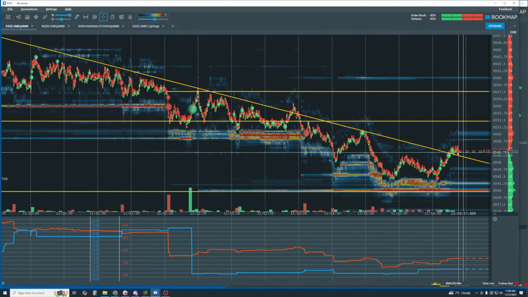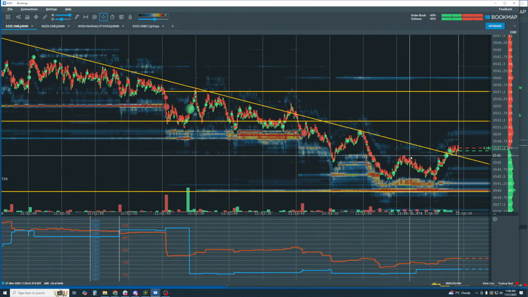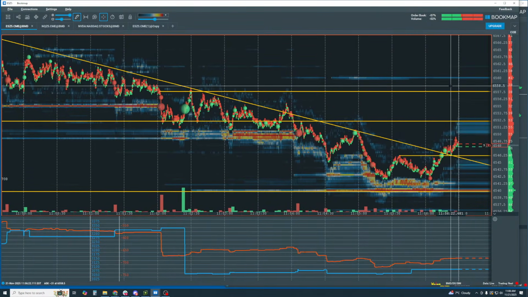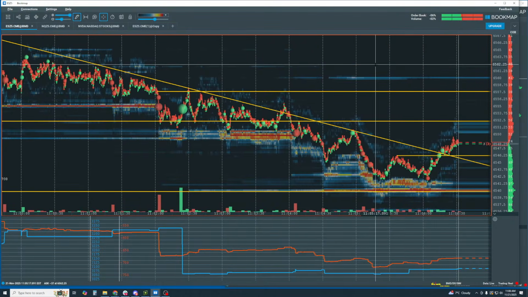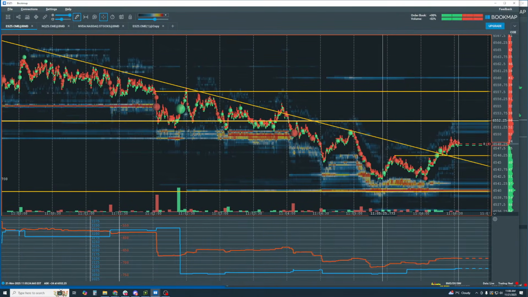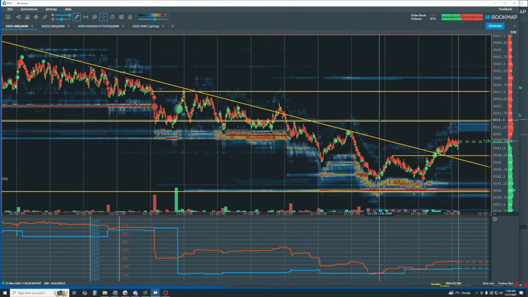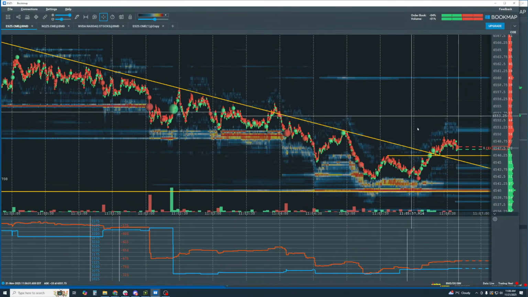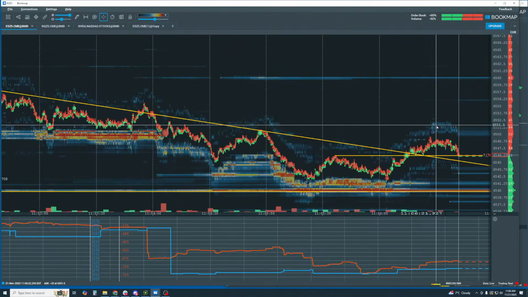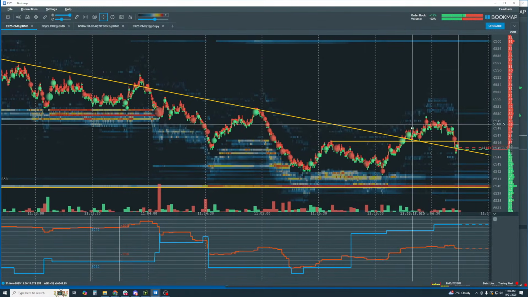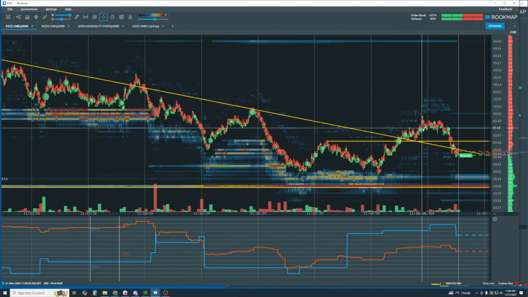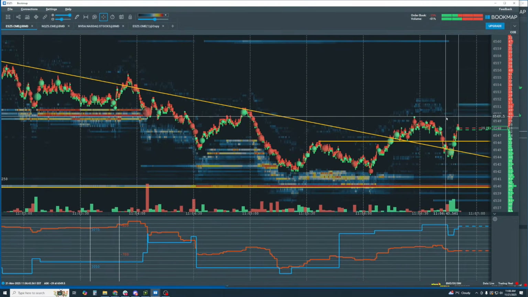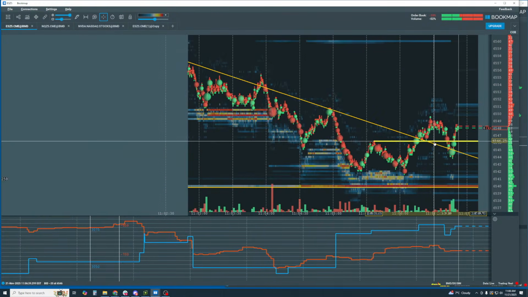Okay, so let's see if we get it now. We're just breaking both a horizontal structure and a diagonal one here. Get rid of this line here. This one. Okay, I don't see accumulation by the aggressors though. Nothing, very little in here, just some right here, and that's it. Okay, so we need to see them. They need to show up.